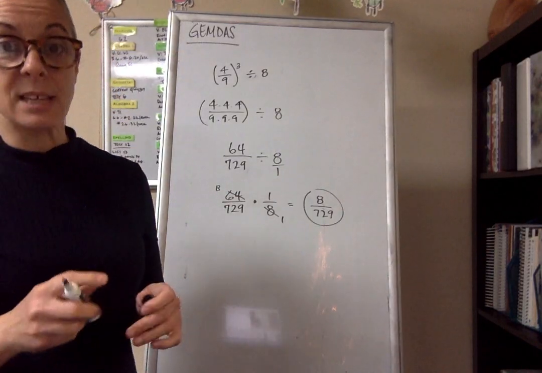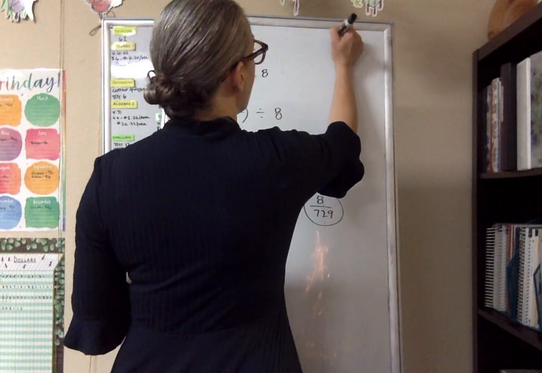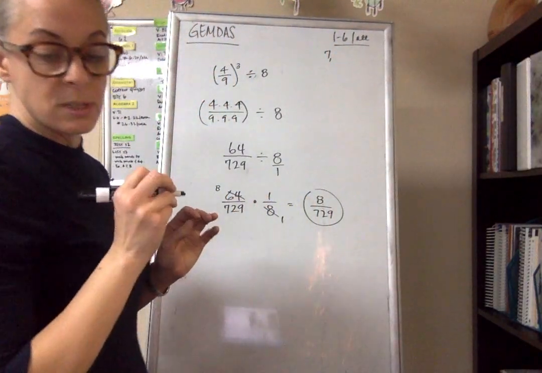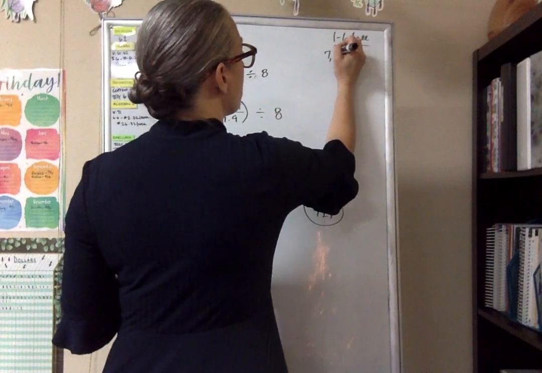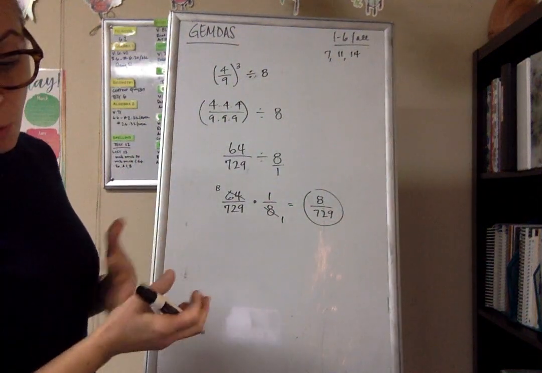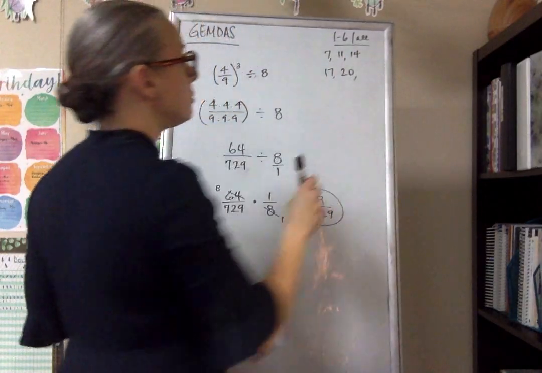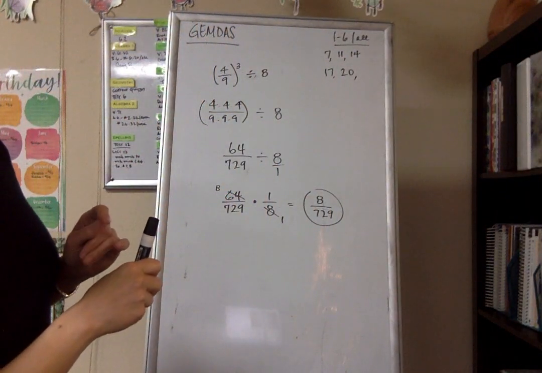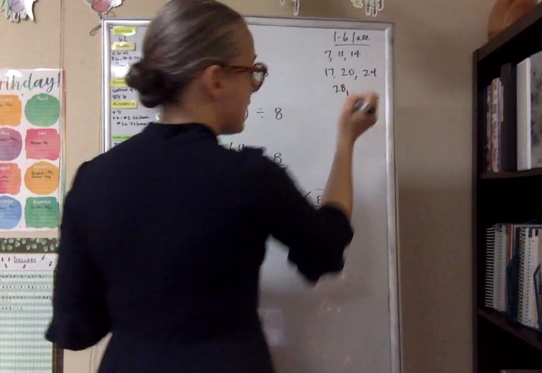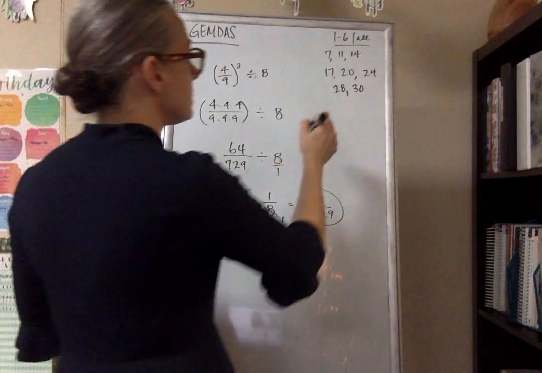All right, our assignment for today's lesson is going to be 1 through 6 all. Then we're just going to do some select problems because these are multi-step problems that require several steps in order to come up with the answer, a little more time intensive. We're not going to do as many problems today as we normally do. We'll do 7, 11, and 14, and then we'll do 17, 20, and 24, 28, and 30. And then, of course, we'll do the cumulative review.